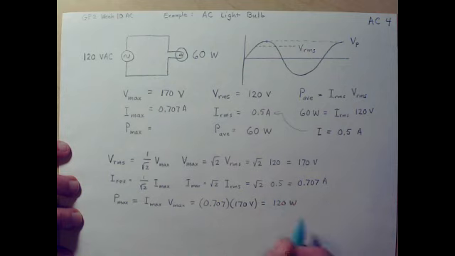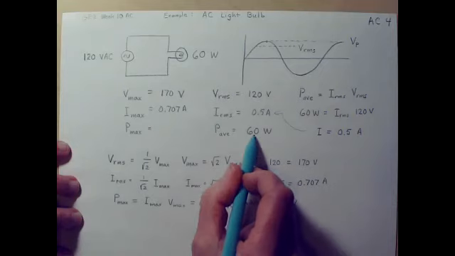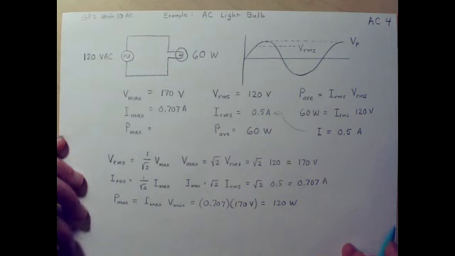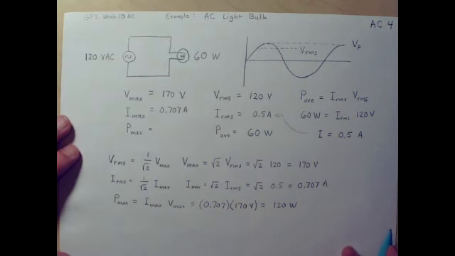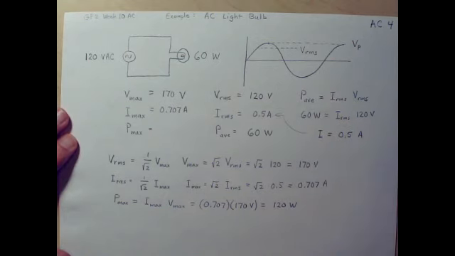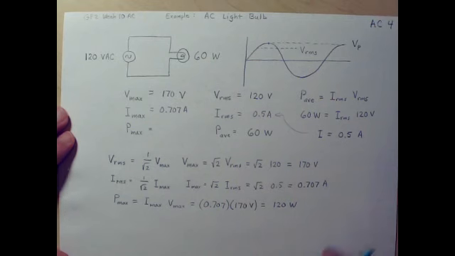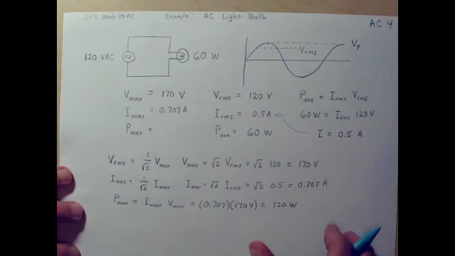Now, isn't that interesting? That's exactly double 60 watts. That's what we said before when I was looking at the power curve and how it wobbles back and forth between the peak and 0, and its average value is exactly half the peak. So here we have the average power is 60 watts and the peak is 120 watts. That's just what you'd expect.